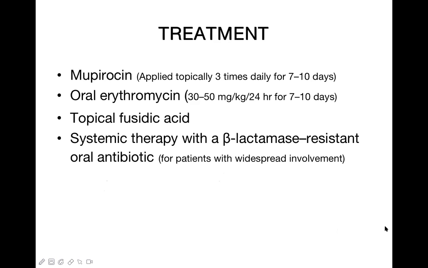Now, what is the treatment? You can use some local antibiotic or local treatment in the beginning, like mupirocin or fusidic acid. Mupirocin or fusidic acid can be tried. See there, mupirocin and topical fusidic acid are good medicine in the beginning if the lesions are not that complicated. They are applied 3 times daily for 7 to 10 days.